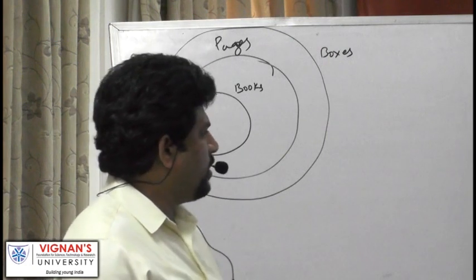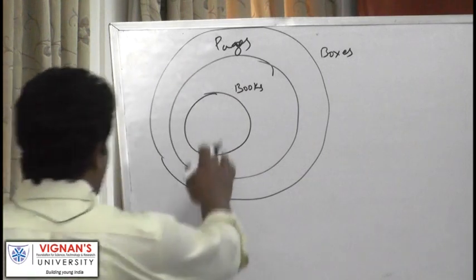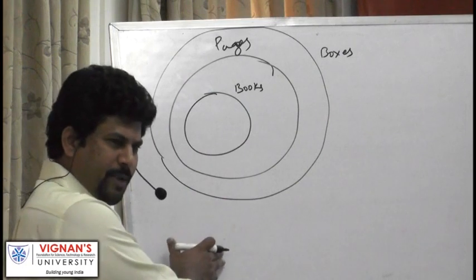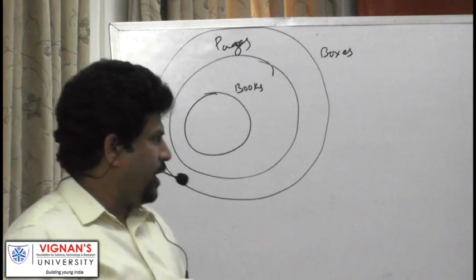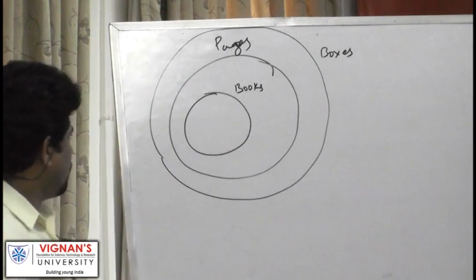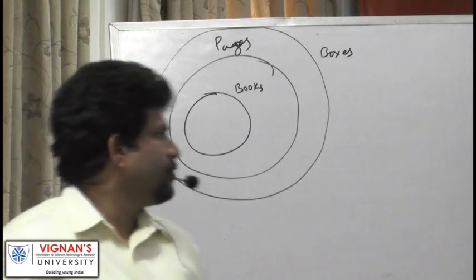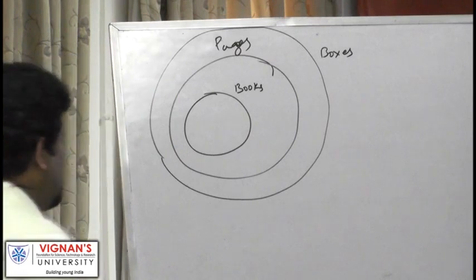Now, next one. All books are boxes. A positive statement is true according to the basic diagram, that can be considered as a conclusion. Now next one. No books are boxes. Wrong. So what is your answer? Second option.